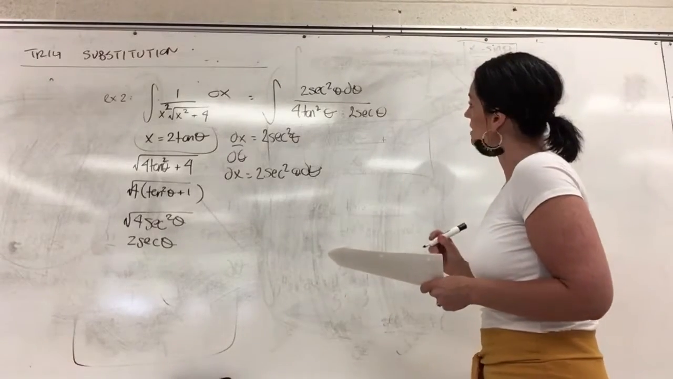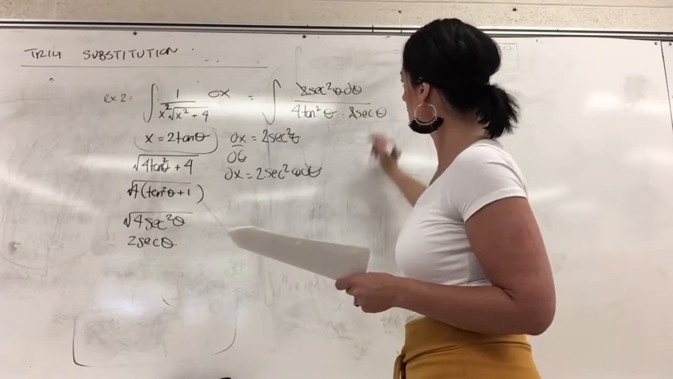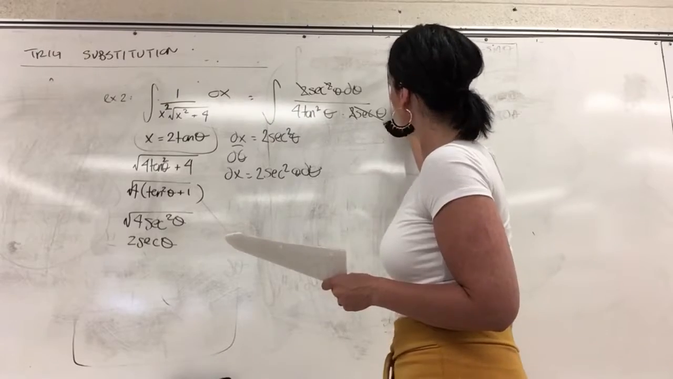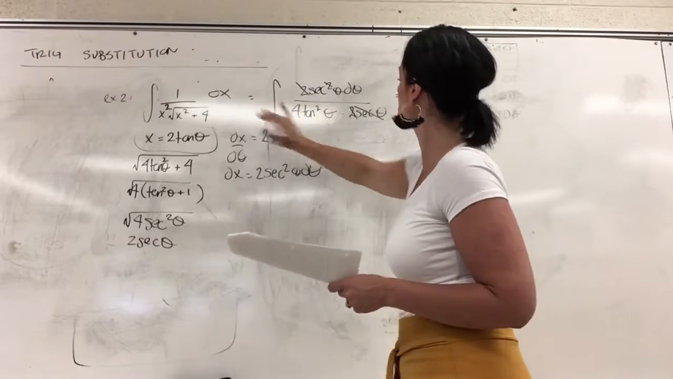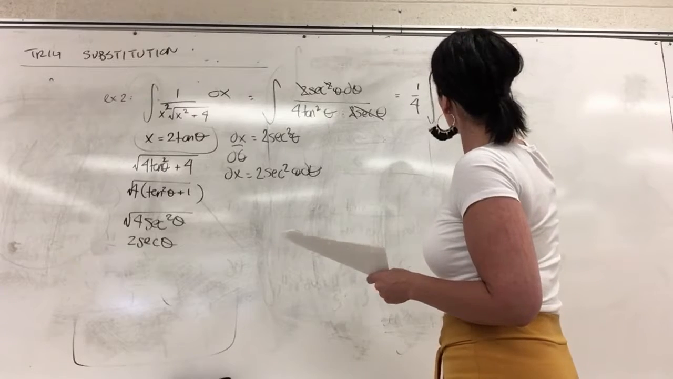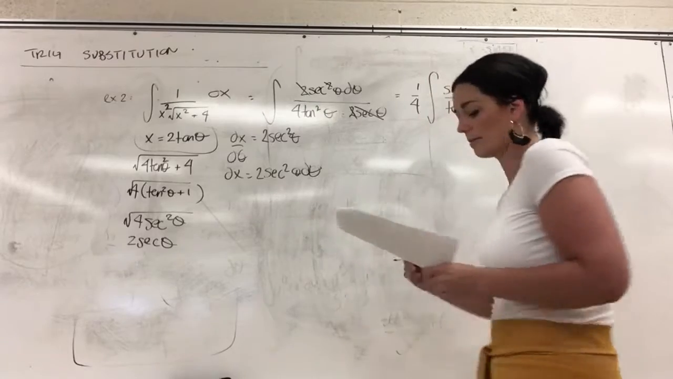My next step is going to be to do some simplifying here. This 2 and this 2 are going to cancel. One of these secants is going to cancel with one of these secants. And because I don't like dealing with numbers inside of here, I'm going to take the 4 outside. So I end up with a quarter outside. I have a secant theta d theta on top, and I have a tan squared theta on the bottom.